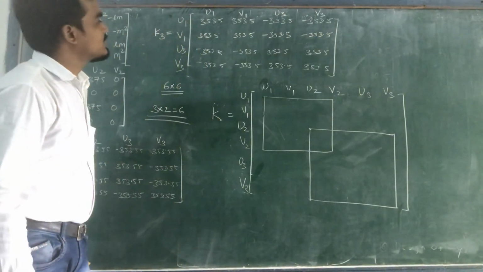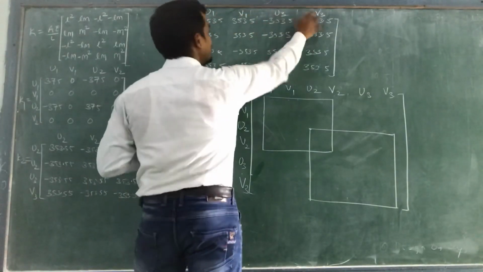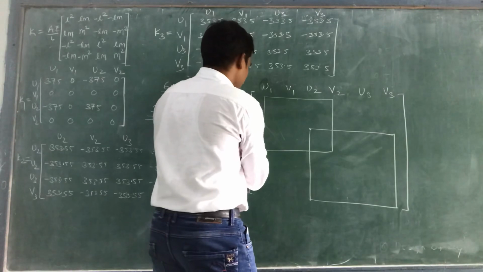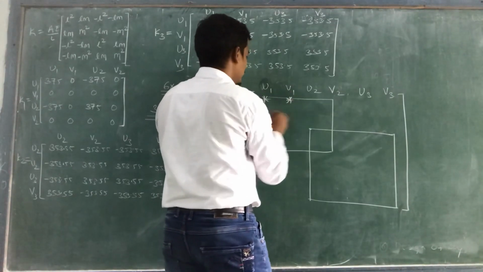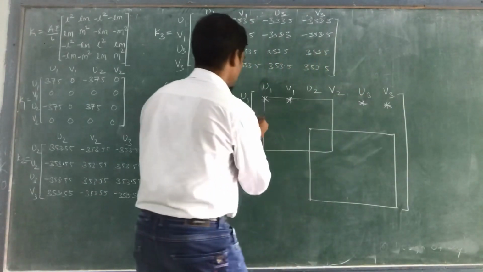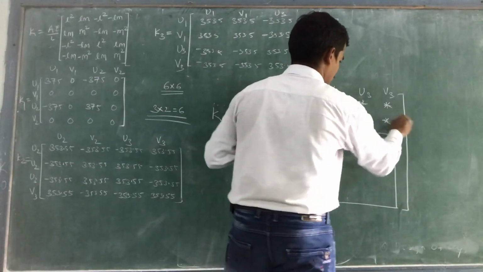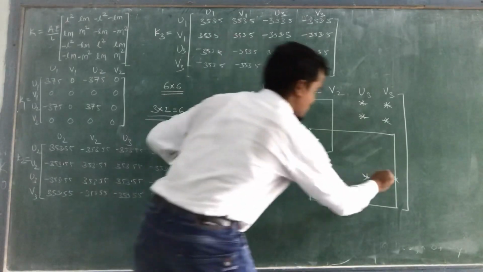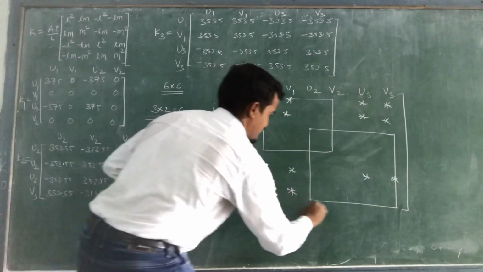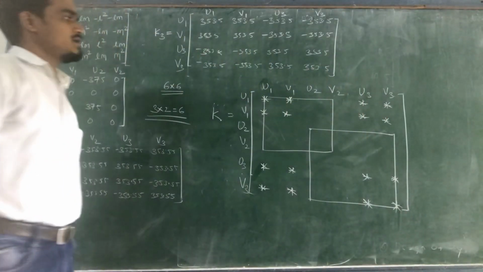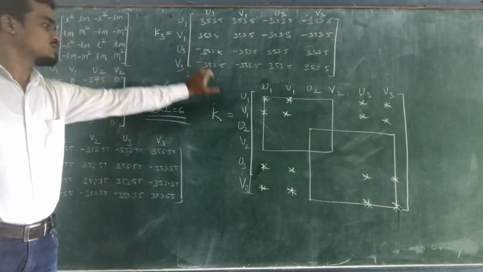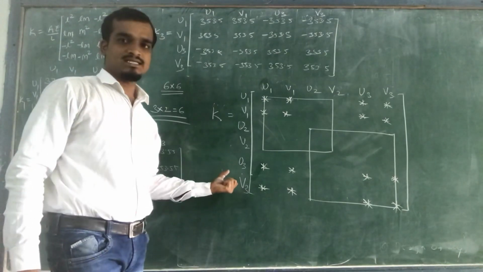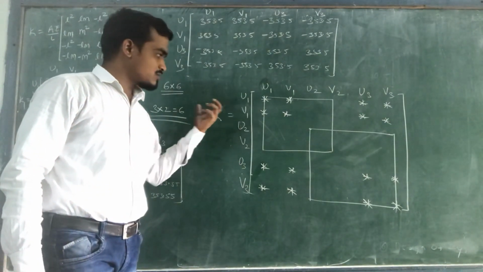Okay. Now next is what? The connectivity of the third element is between U1, V1, U3, V3. Means U1, V1 rows and U3, V3 columns. So U1, V1 and U3, V3. In this way, you can put the values from this elemental stiffness matrix into the global stiffness matrix by using this connectivity. Okay, so try to construct the global stiffness matrix at home.